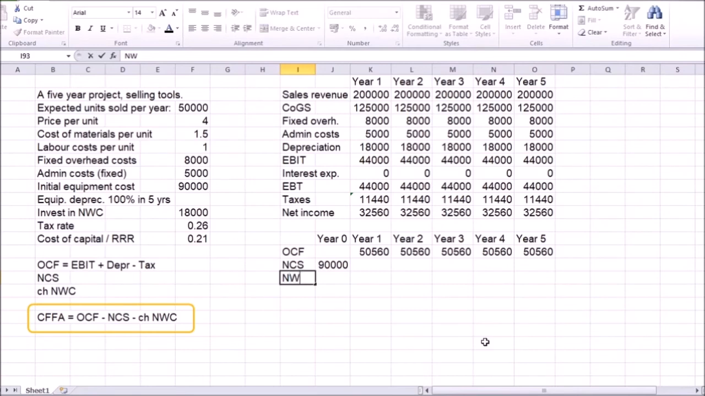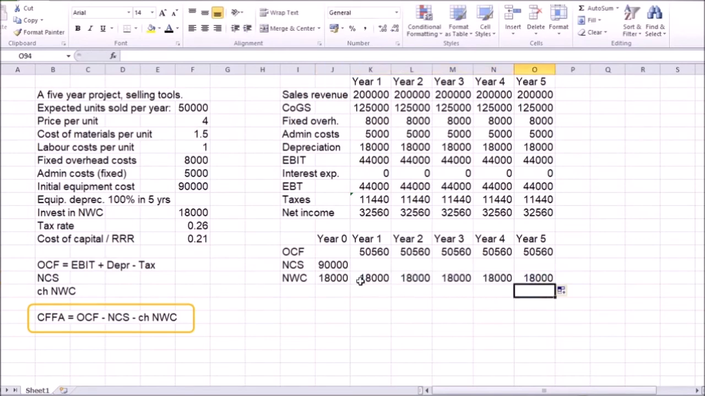And lastly, for the net working capital, at the beginning we'll need to inject 18,000 into the working capital, which will stay within the company until the end of the project. But the changes in the net working capital are going to be the initial increase in the net working capital from nothing to 18,000. That is a positive change of 18,000.